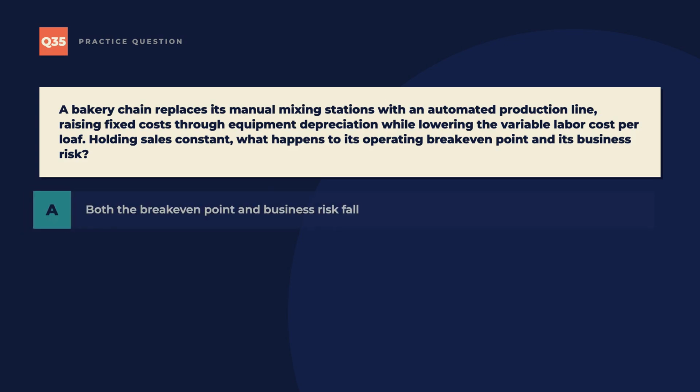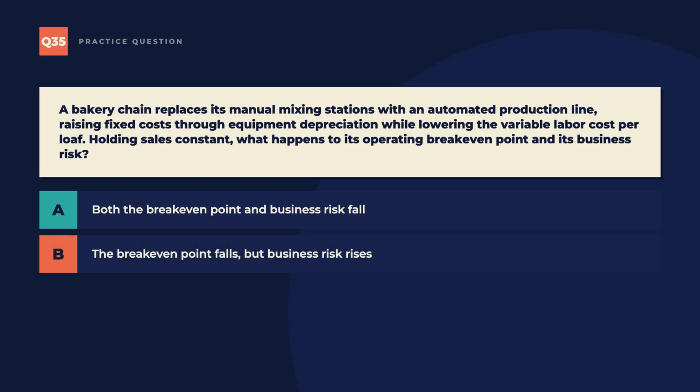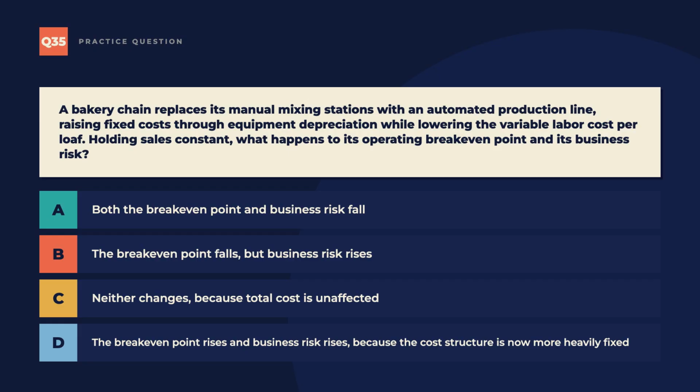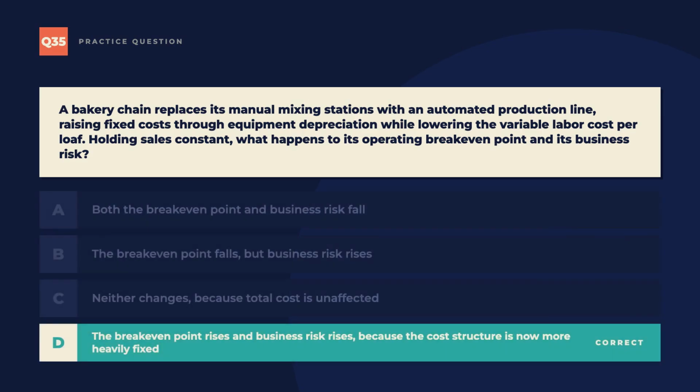Your options are A. Both the break-even point and business risk fall. B. The break-even point falls, but business risk rises. C. Neither changes because total cost is unaffected. D. The break-even point rises and business risk rises because the cost structure is now more heavily fixed. Before I reveal it, which one do you think is right? The correct answer is D. The break-even point rises and business risk rises because the cost structure is now more heavily fixed.